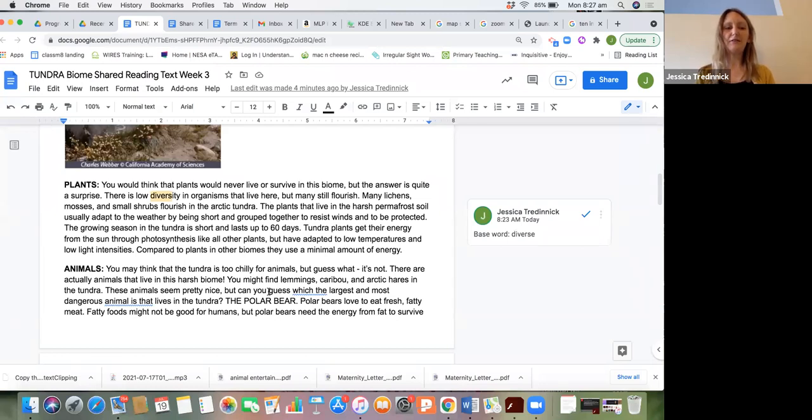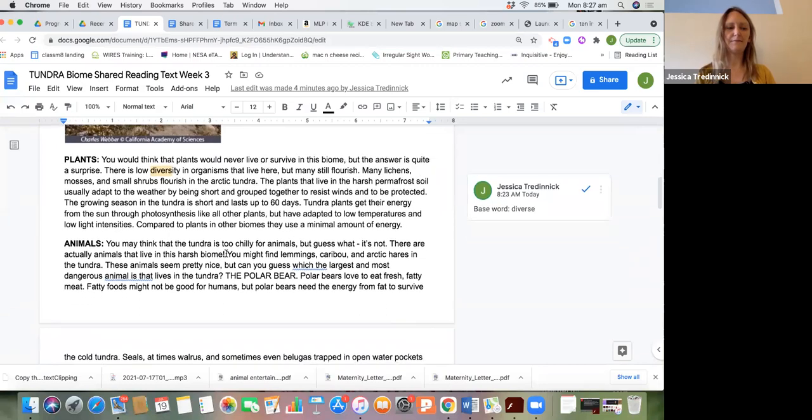Tundra plants get their energy from the sun through photosynthesis, like all other plants, but have adapted to low temperatures and low light intensities. If something is low light, it means that there's not much sun. So then they've adapted, they're used to not getting much sun or much light. Compared to plants in other biomes, they use a minimal amount of energy. That's interesting.